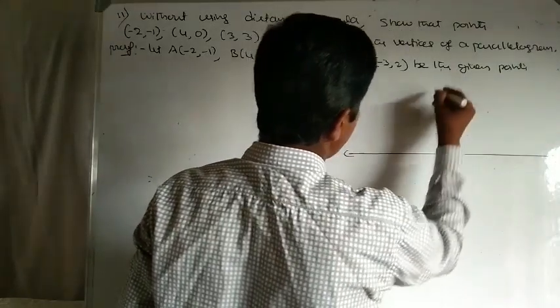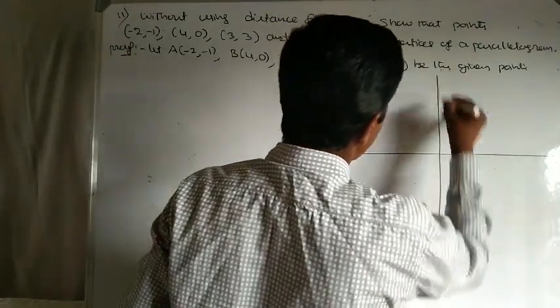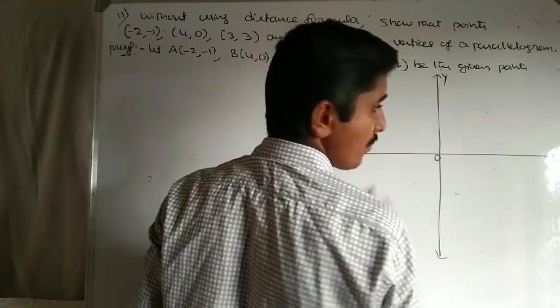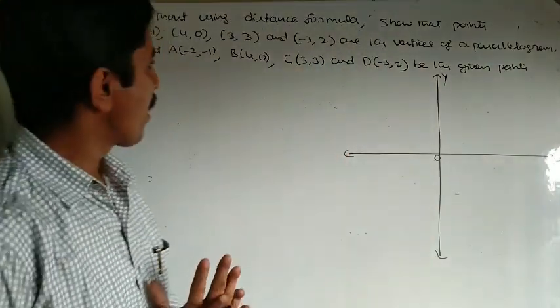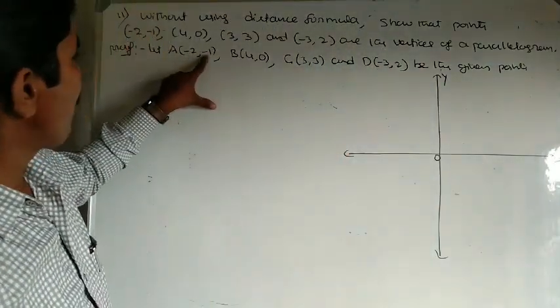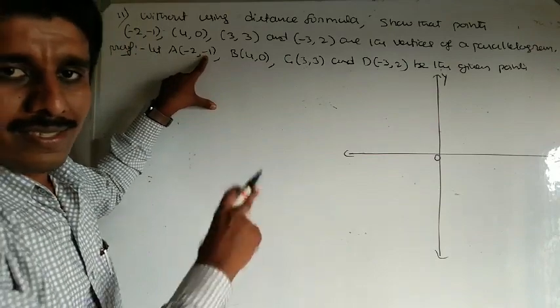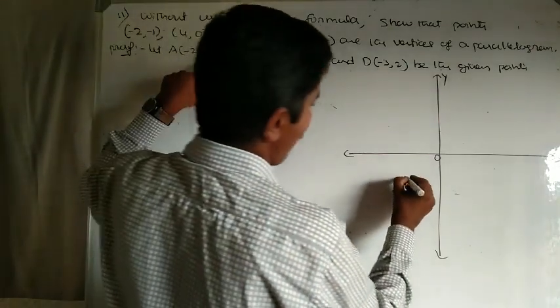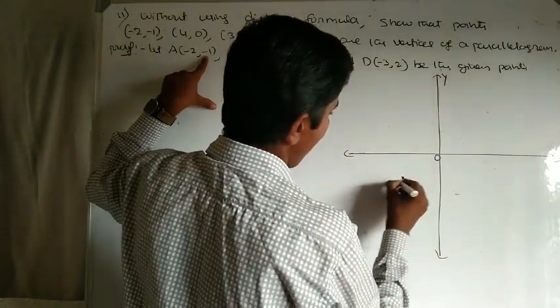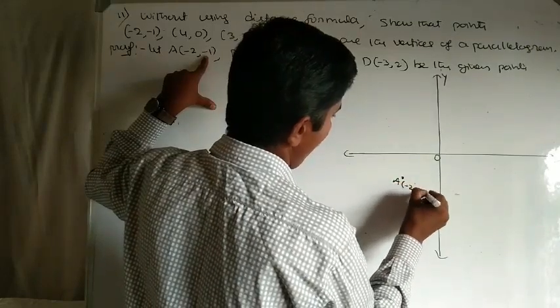X-axis, y-axis. Correct. I am drawing a rough figure. Here both coordinates are negative, which means it lies in the third quadrant. Here is point A, -2 comma -1.